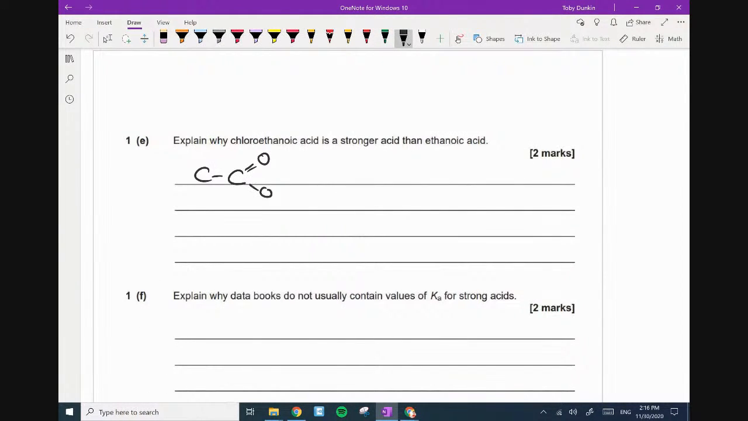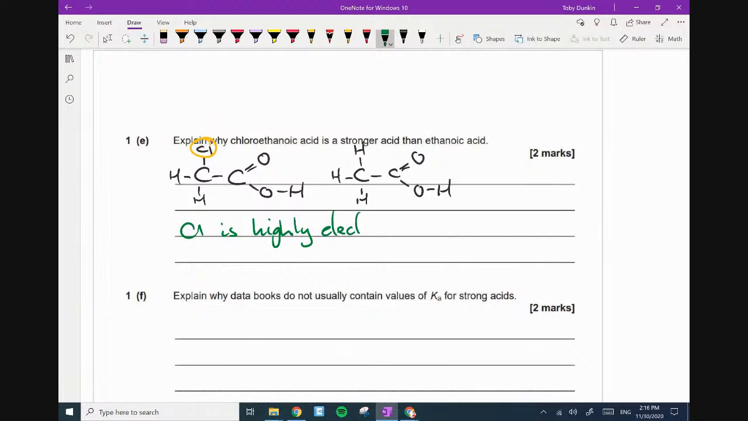It's always nice to see one of these appear. There's chloroethanoic acid. Here's ethanoic acid. So the difference is that we've got H's on the ethanoic acid, but then we've got H's and a Cl. So the difference is that Cl, switch to green. Cl is highly electronegative.